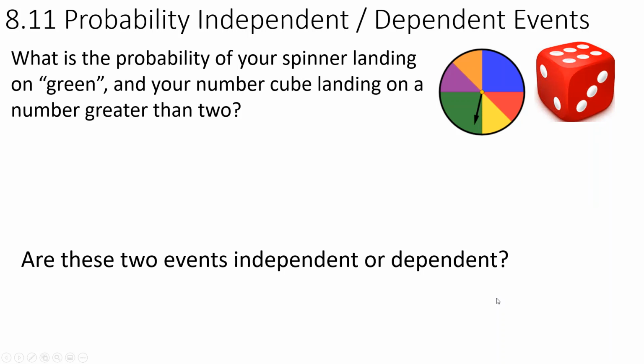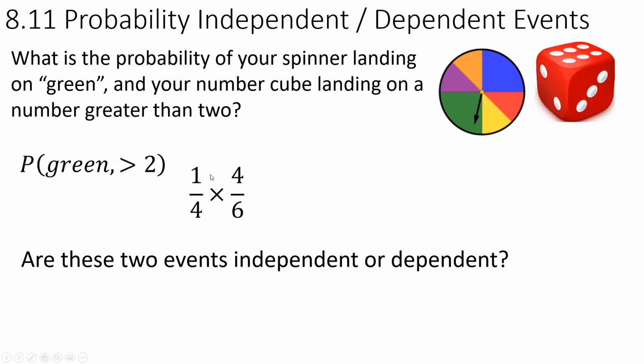Probability of your spinner landing on green and your number cube landing on a number greater than 2. So the probability of green and something greater than 2. Well, 1/4 of that spinner's green, so that's 1/4. There are 4 numbers greater than 2 on the number cube. 3, 4, 5, 6. So it's 4 out of 6.